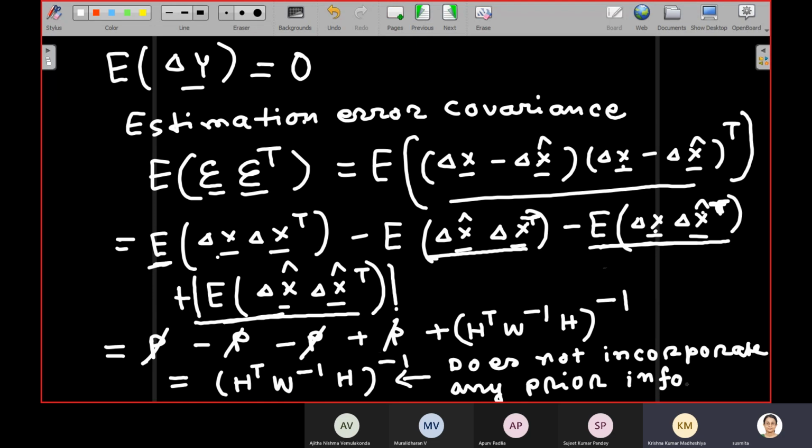We may have some important prior knowledge about the quantity we want to estimate, but the WLS estimator does not give any importance to our prior knowledge. It solely depends on measurements. If measurement quality is bad, it will just give you a bad estimate. But the upside is that it is a linear function of R. Okay?